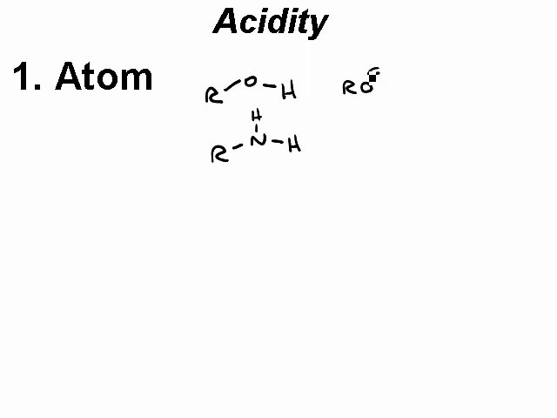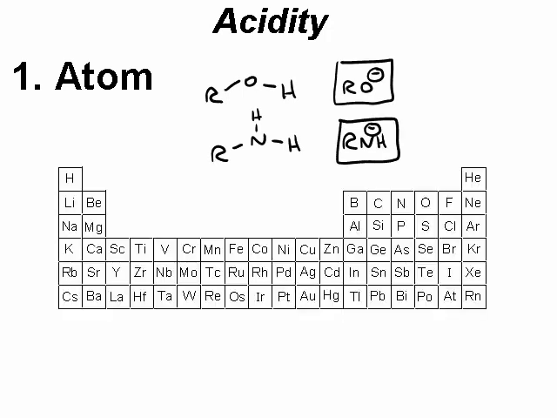The conjugate base of an alcohol is RO-, and the conjugate base of an amine is an amide ion. Now, in this case, the negative charge is on an oxygen atom, and in this case, the negative charge is on nitrogen. To compare these two to each other, let's take a closer look at the periodic table. We identify the location of oxygen and nitrogen on the periodic table, and we see that oxygen is right here and nitrogen is right there.